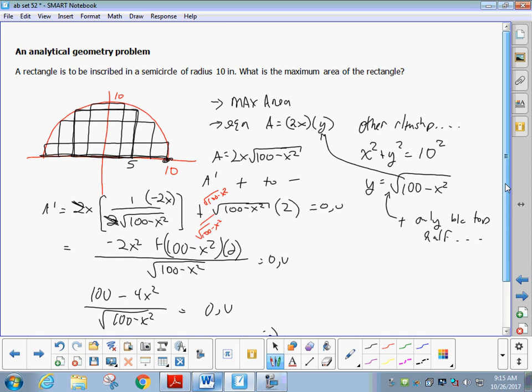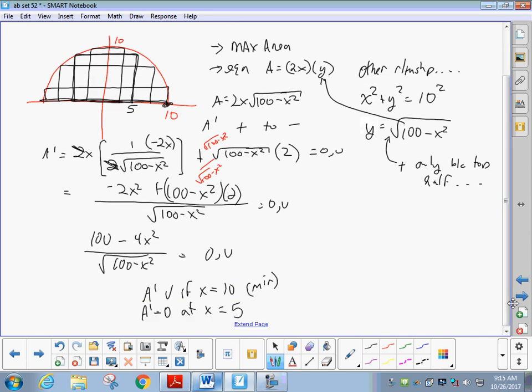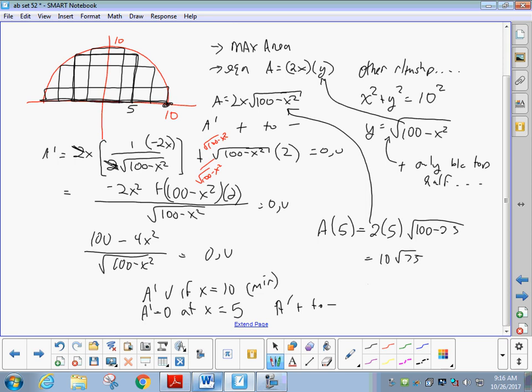Now let's answer the question. What is the maximum area? Does x equal 5 answer that question? No, that's not an area. That's a dimension that yields the area. And this is a prime positive to negative case, by the way. I didn't mentally look to see that's a max. But in terms of the area, if x of 5 is used, I would say the area would be 2 times 5 times root 100 minus 25, or 10 root 75. I guess I could go 50 root 3 square units. That's the greatest possible area.